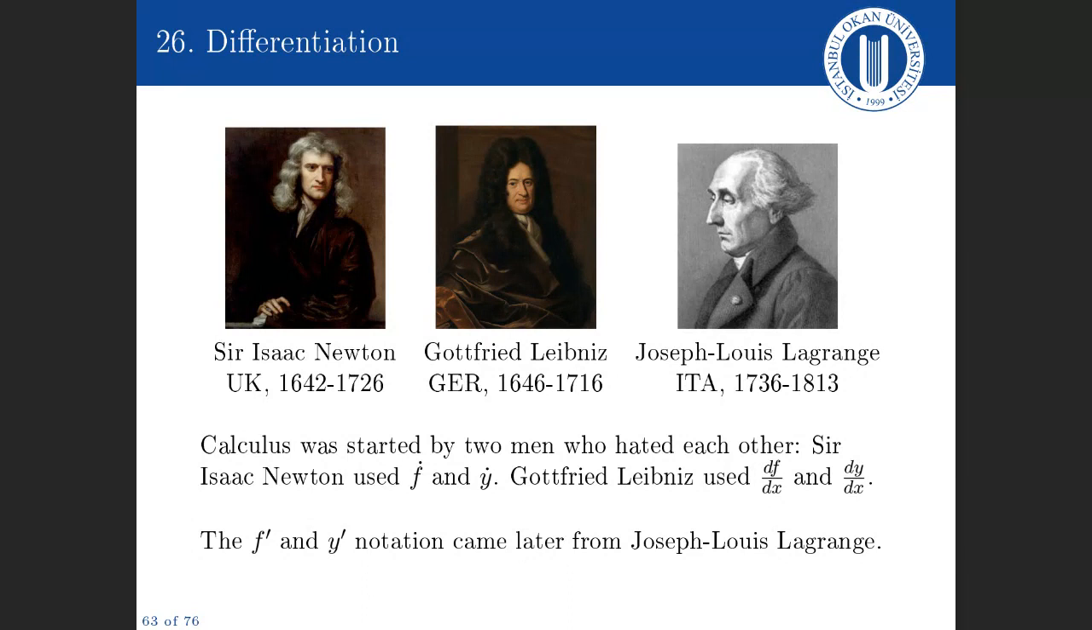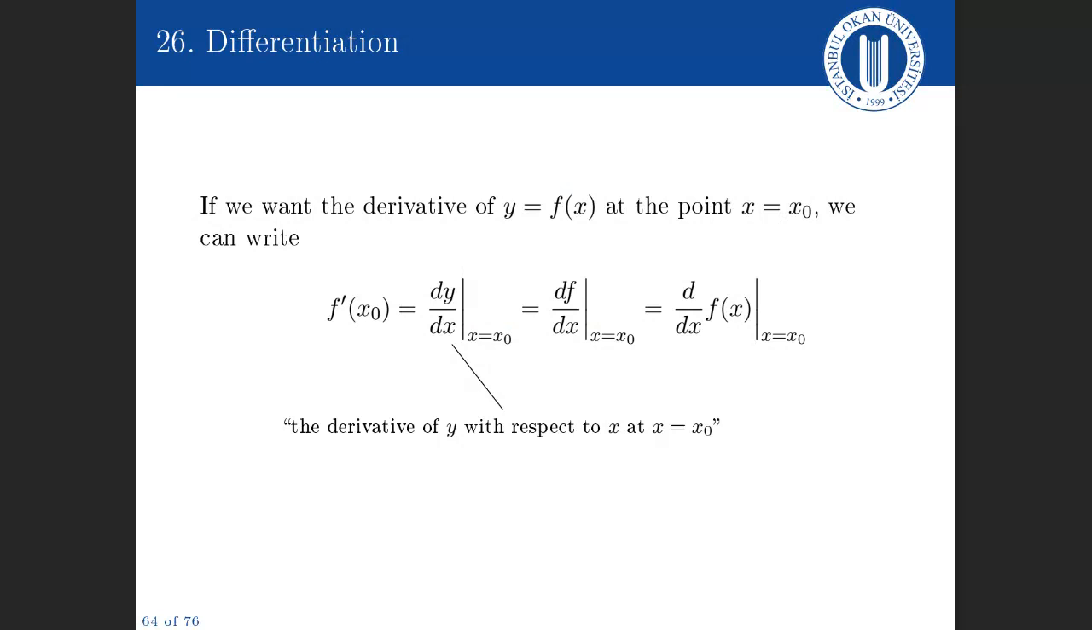Later on, Lagrange introduced the f prime and y prime notation. If we want to write down the derivative of y is equal to f of x at a particular point, at the point x is equal to x0, we can write any of these. We could write f prime at x0, or dy dx at x equal to x0, or df dx at x equal to x0, or d dx of f of x at x equal to x0.